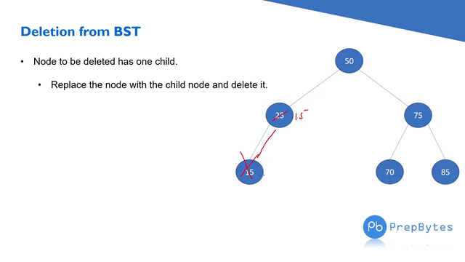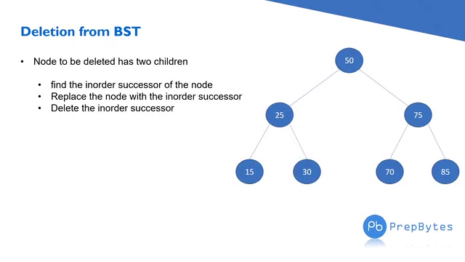This is simple. The next step, that is the third case, is the most important case. The third case is the node to be deleted has two children. For example, I want to delete 15, so it has two children. Or I want to delete 50 here, the root node, it also has two children. One child is 25, the second child is 75. Rest are grandchildren, not children. So 50 has two children, 25 and 75, correct?